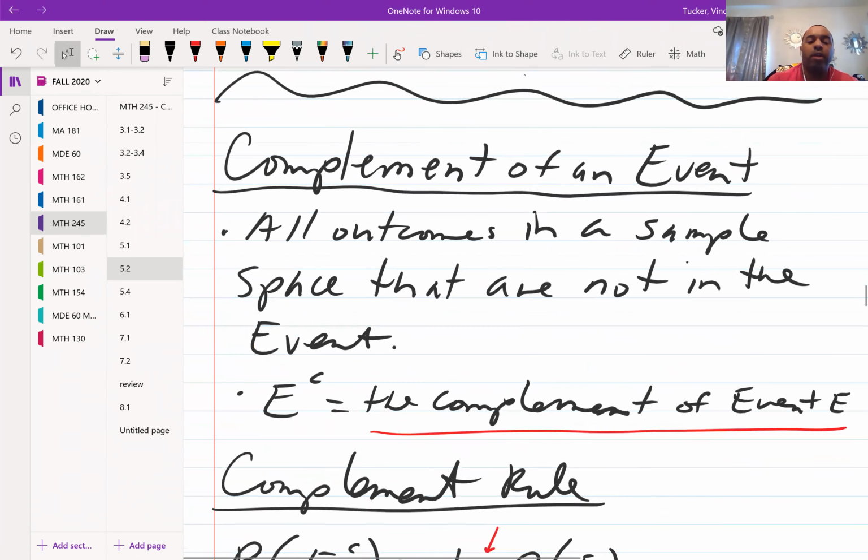All right. So your complement, the complement of an event, is all outcomes in a sample space that are not in the event. So E with that superscript C is the complement of event E.